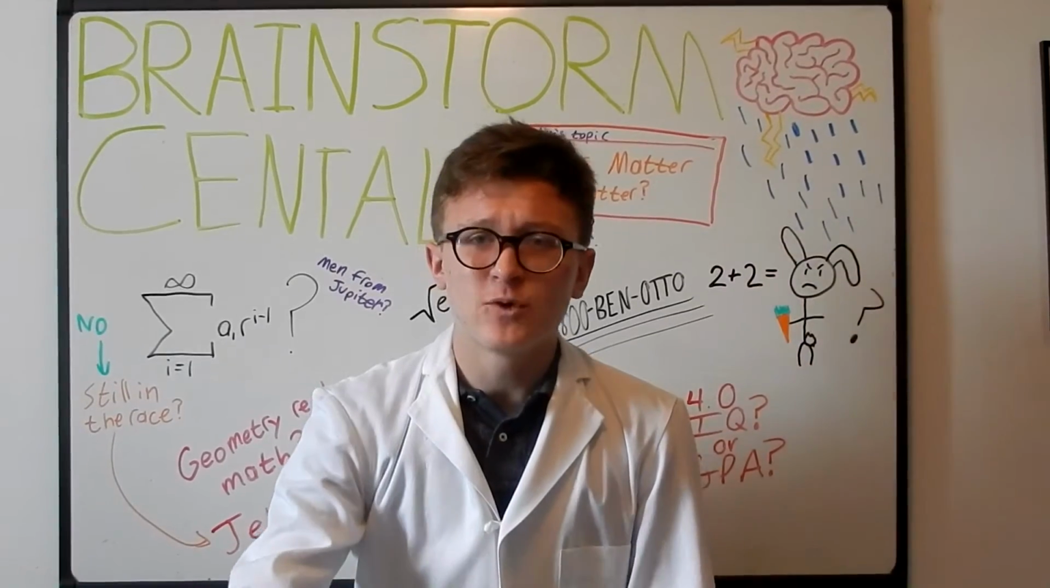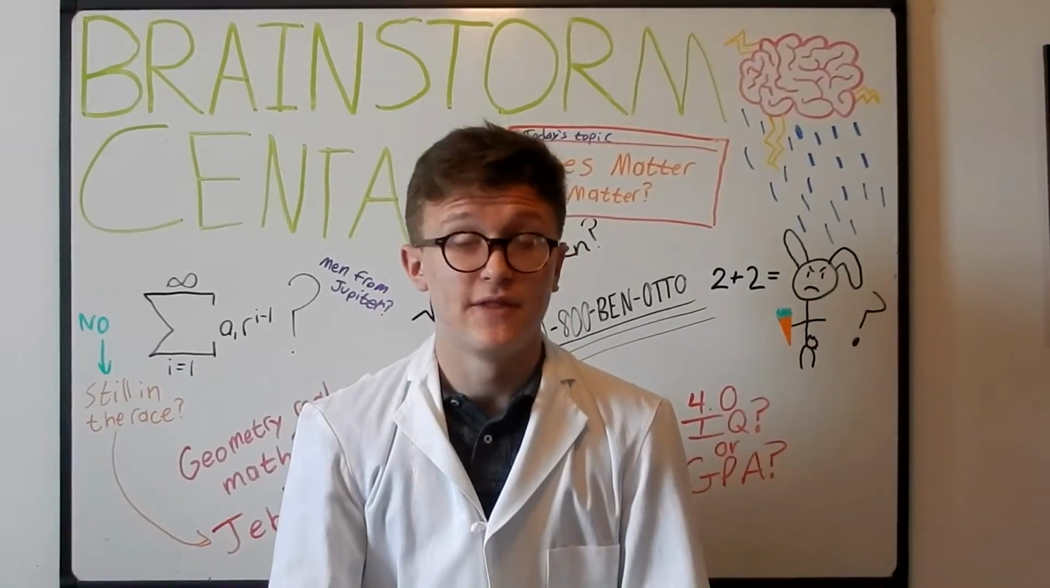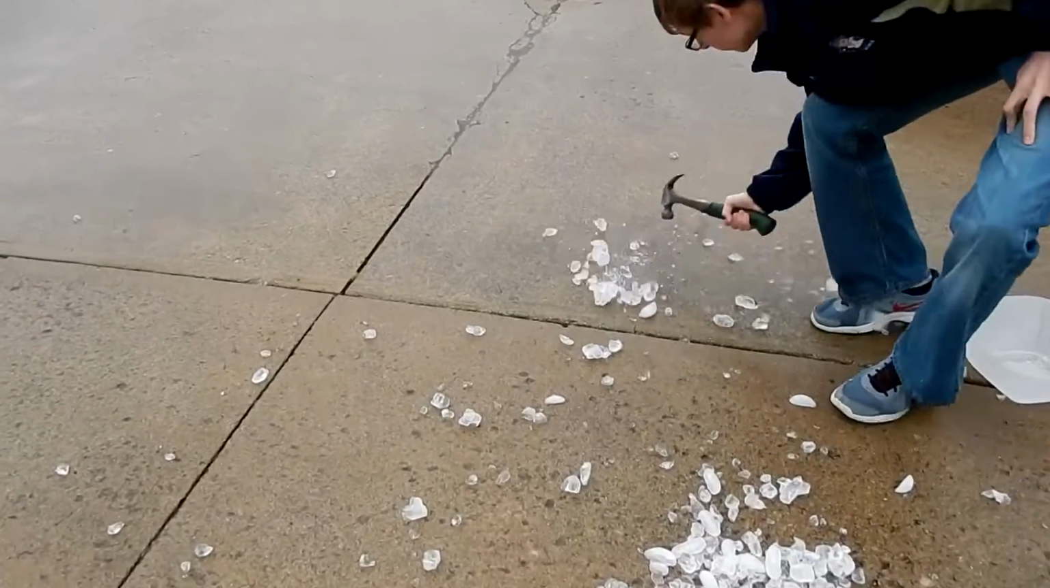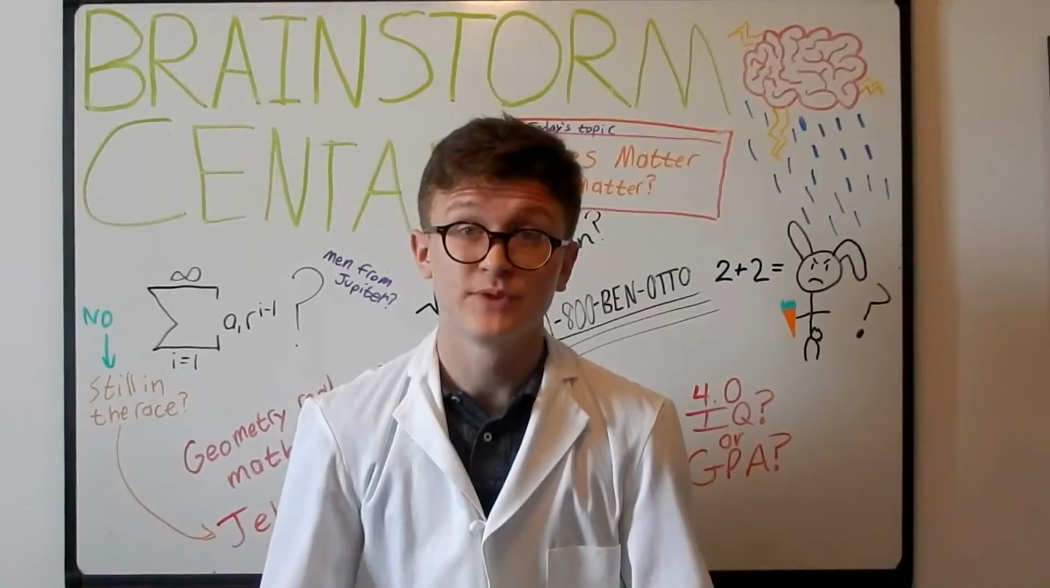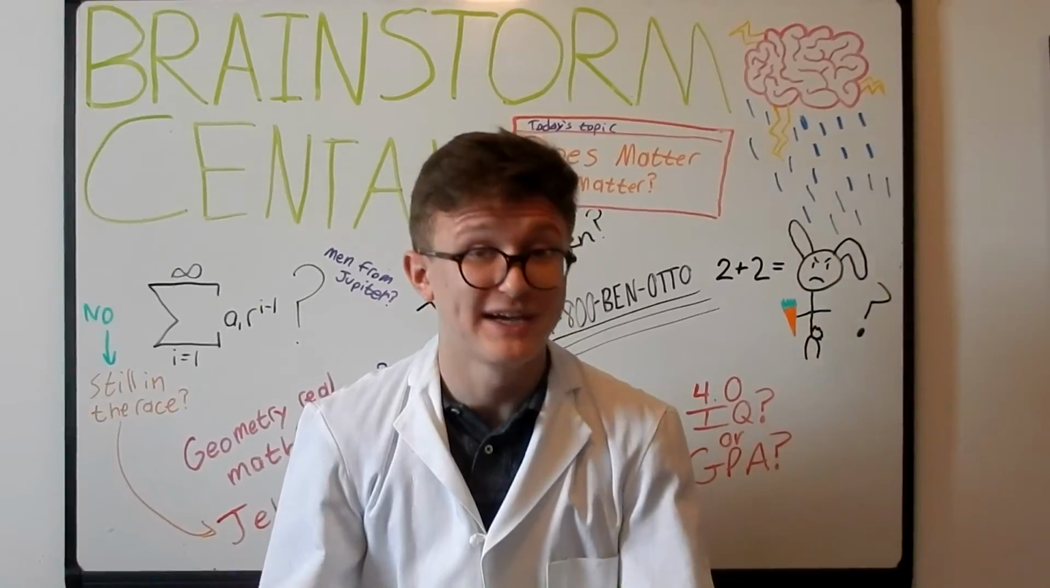Now, there are four possible phases of matter, and they are solid, liquid, gas, or plasma. This is an artist's rendering of the sun, which is in fact made of plasma.